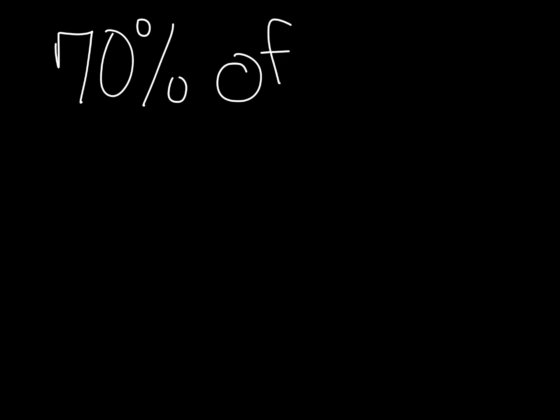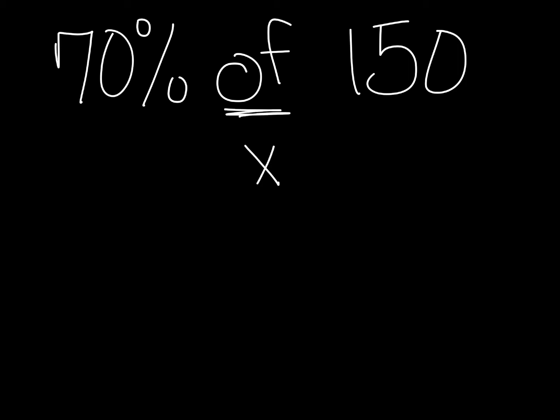So say you get a word problem, and it says 70% of 150. Well, the word "of" means that I'm going to do some multiplication, and I'm going to multiply 150 by 70%. But what does 70% really mean? That means I have 70 out of 100. So that means I have 70 hundredths. So I'm going to multiply 0.70 times 150. Go ahead and set it up and then check on the next slide to see if you got it correct.